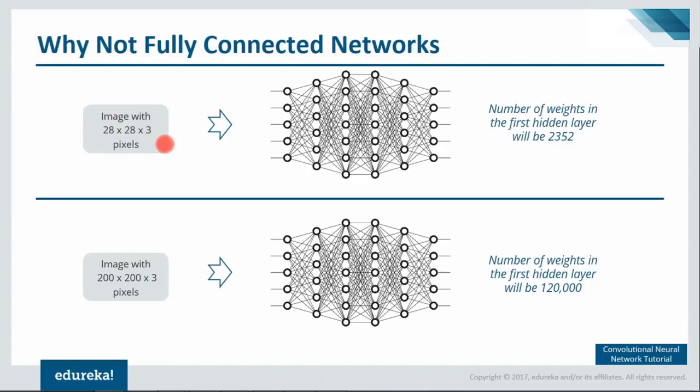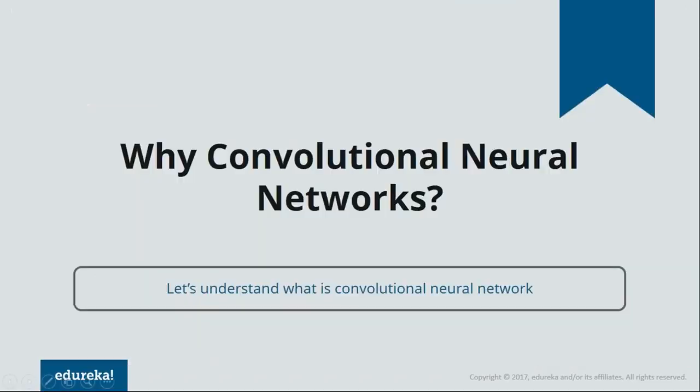But in real life, images are not that small. Whatever images we have are definitely above 200 cross 200 cross 3 pixels. So if I take an image which has 200 cross 200 cross 3 pixels and feed it to a fully connected network, the number of weights required at the first hidden layer itself will be 120,000, guys. So we need to deal with such a huge number of parameters, and obviously we require more neurons. That can eventually lead to overfitting. So that's why we cannot use a fully connected network for image classification.